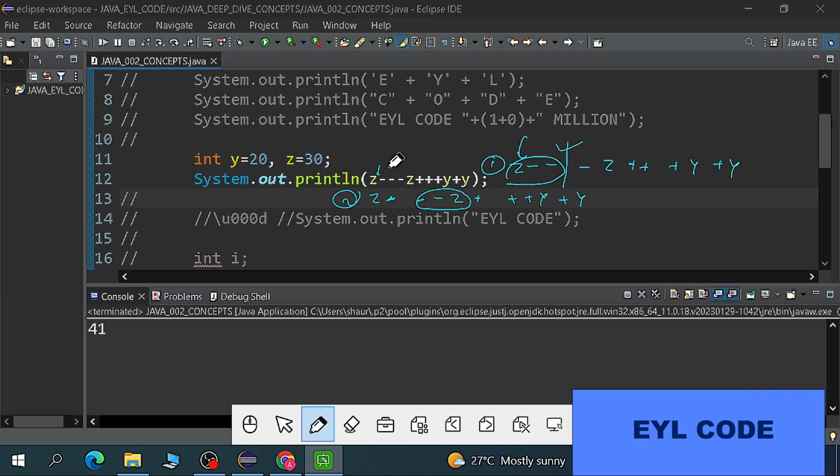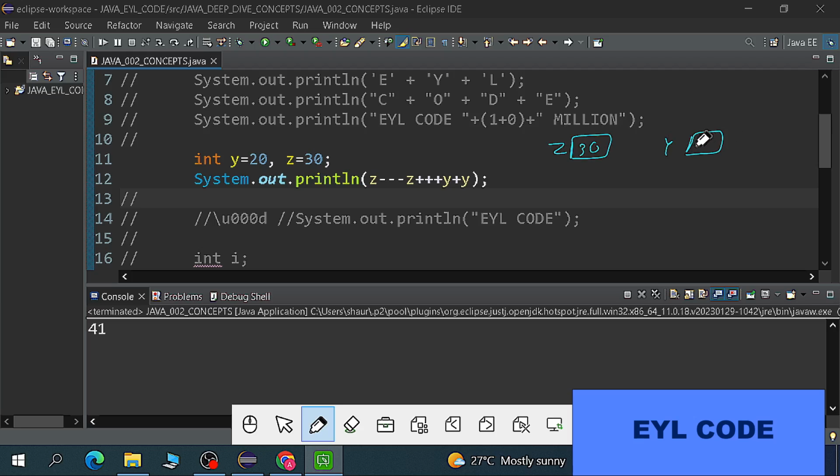So this one is going to be something like this: first the z minus minus operation is performed, then minus z, then z plus plus. In this case z has 30 and y has 20, right? So right now this is going to be the first group. So z minus minus is postfix, right? Postfix decrement operator, which means the operation will be performed first, then the value is going to be decremented by 1. In that case, what will be the value of z?